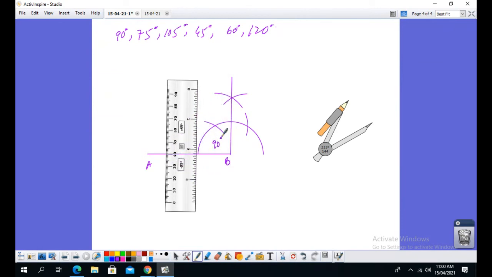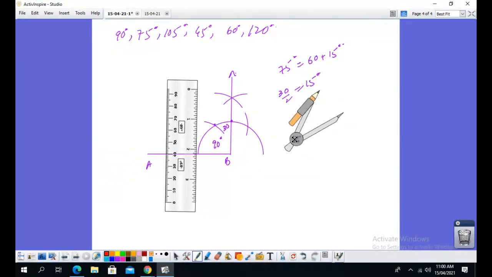Now with the help of 90 degree we have to construct angle of 75 degree. 75 degree is equal to 60 plus 15 degree. This angle is of 30 degree. If we divide 30 by 2, it's 15 degree, so we bisect this angle. For this we again replace compass over 90 degree and draw an arc, and then we replace at 60 degree and draw second arc which meet at this point.